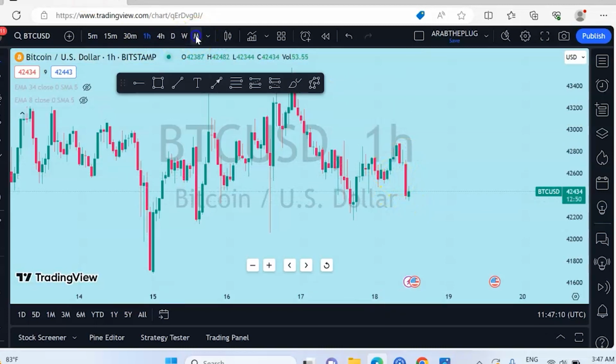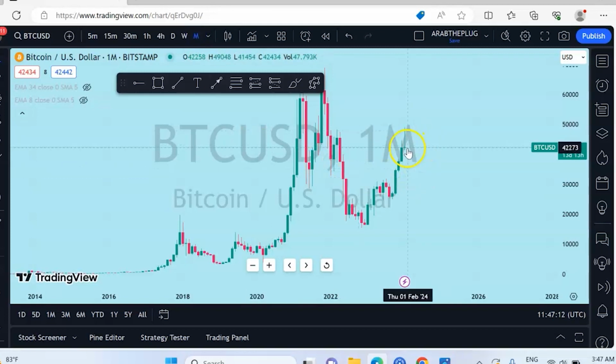So let's go to the monthly, for example. So on this monthly time frame, you will see that this candle where I place my cursor says Monday 1st of January 2024, which means this candle represents the movement of Bitcoin in this month of January 2024.